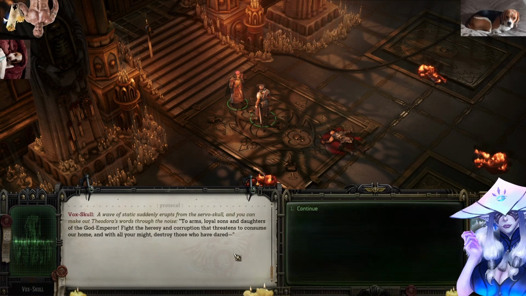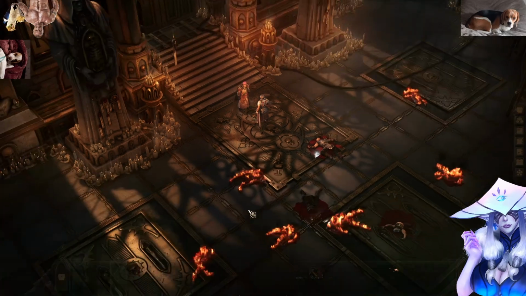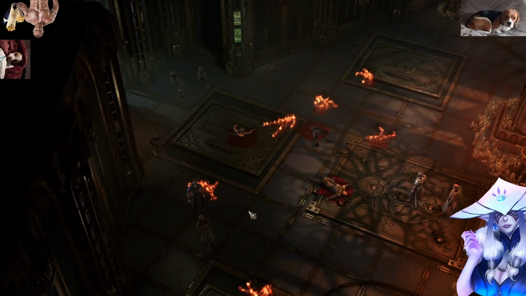To arms, loyal sons and daughters of the God Emperor! Fight the heresy and corruption that threatens to consume our home, and with all your might, destroy those who have dared! The Lord Captain is calling her crew to battle, which means the Vox networks are set up for broadcast transmission, not message exchange. Splendid. While the rogue trader inspires proper resolve to fight in her subjects, you and I shall prove that her trust in us is well deserved. Onward.